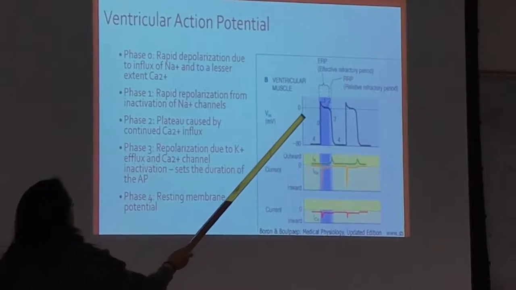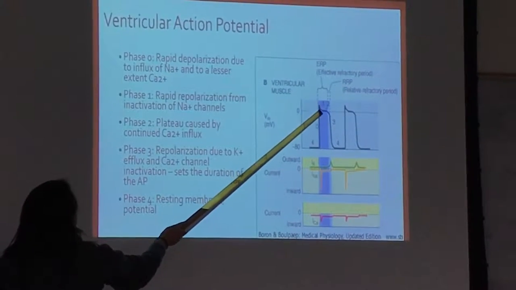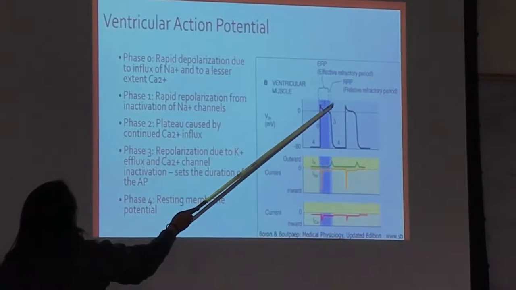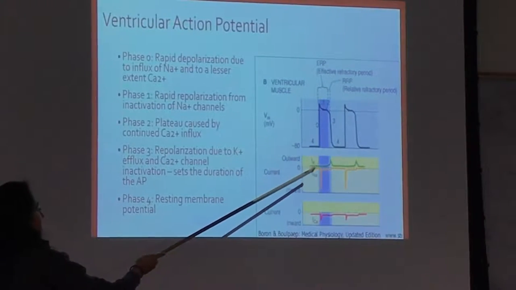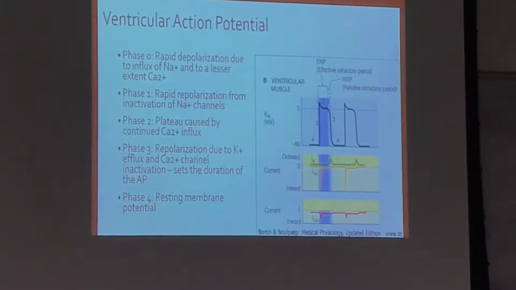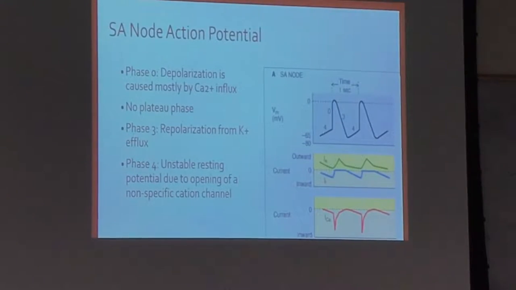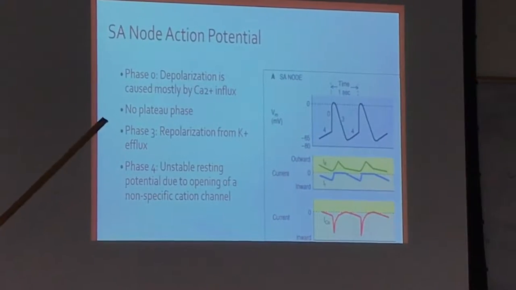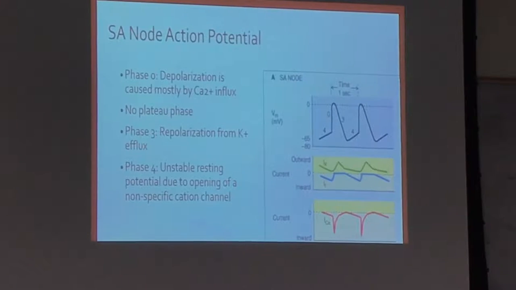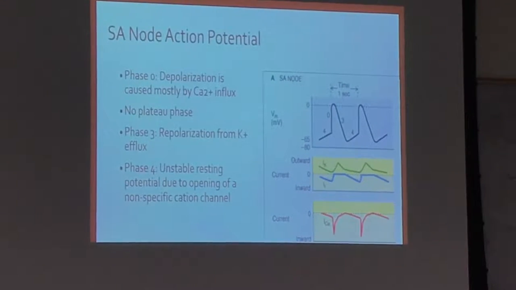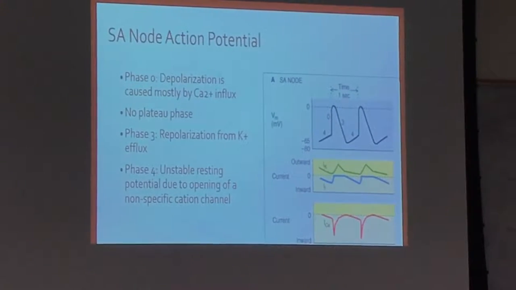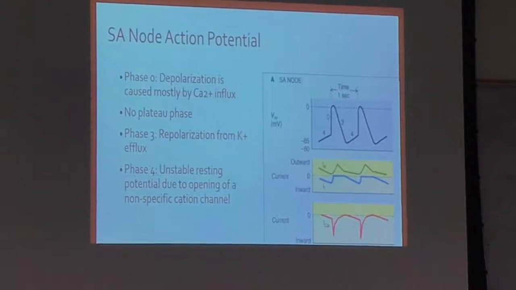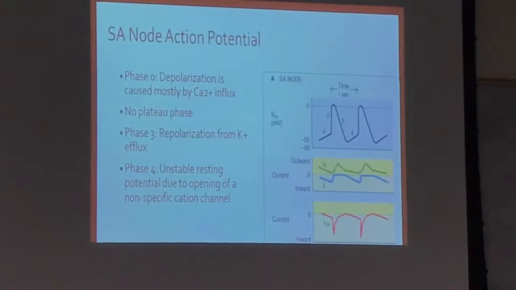Okay? And so here, again, this dark blue is your effective refractory period, when no signals can actually trigger it, and then you have your relative refractory period. If the stimulus is big enough, it'll stimulate the potential. Okay, so here, your SA node, you have no plateau phase, just depolarization and then repolarization, and your phase 4 is unstable due to the opening of nonspecific channels.